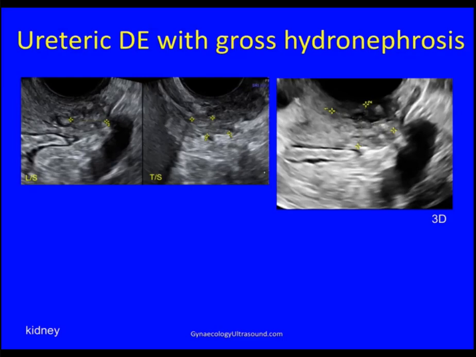So when you find that, you then need to also look at the kidneys. So here's an example, longitudinal and transverse. This is a nodule of deep endometriosis. It's easier to see in the transverse. It's adherent to this ovarian endometrioma.